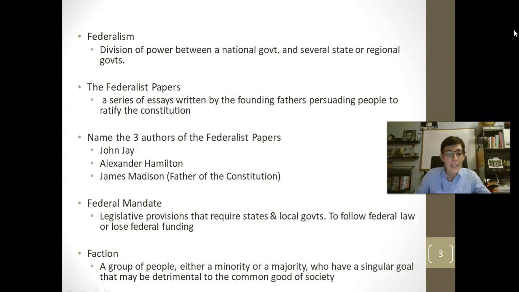A federal mandate is a legislative provision that requires state and local governments to follow federal law or lose funding. In part three, we're going to talk in more detail about federal mandates, also a little bit in part two as well.